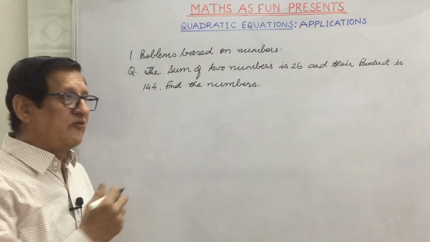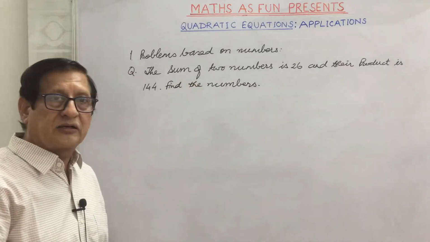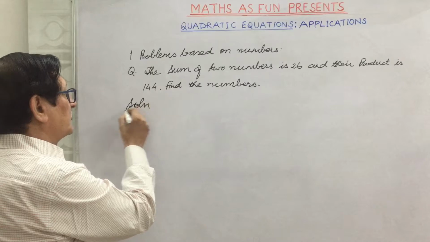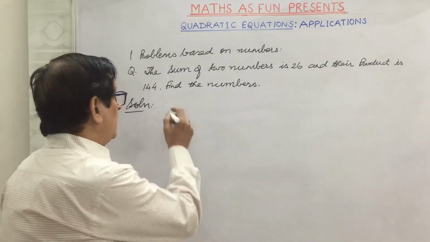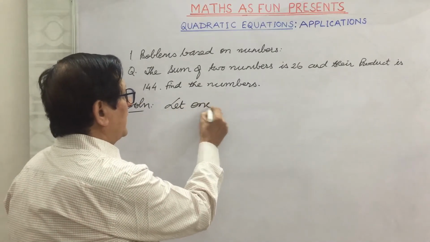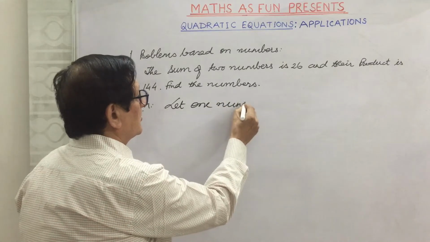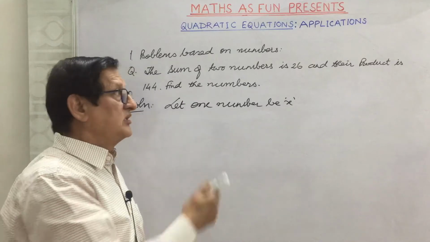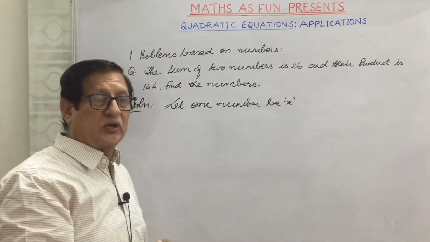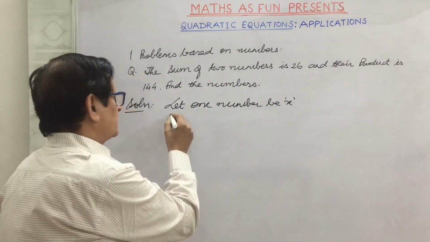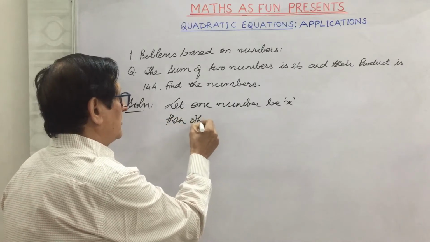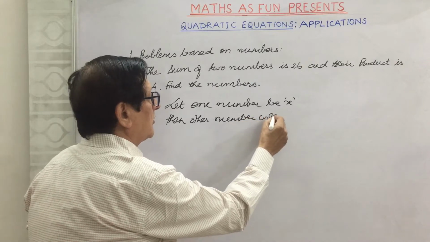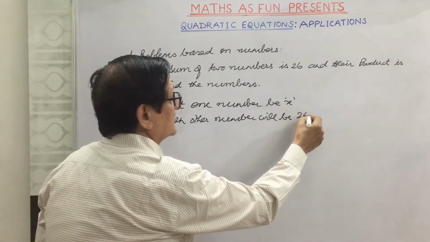variable, we will consider one of the numbers to be x. Let's see how we do it. Suppose we are going for the solution. Let one number be x. Then, since the sum is given as 26, what will be the other number? Then the other number will be 26 minus x.